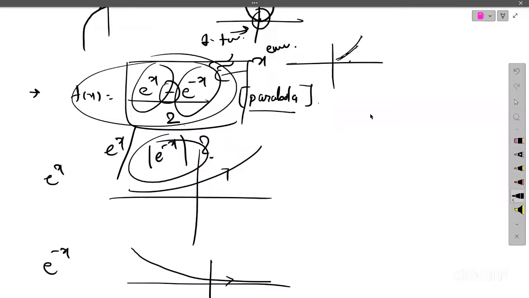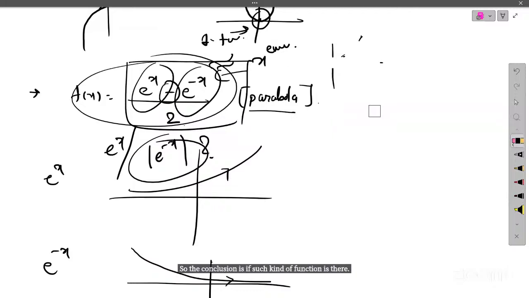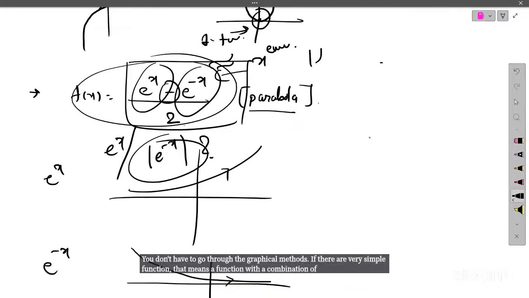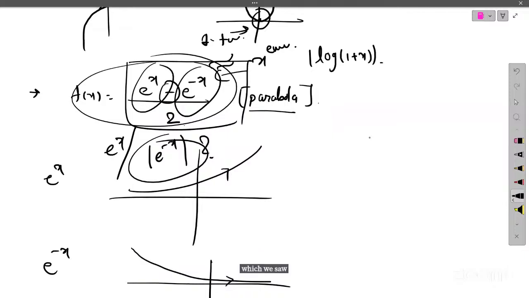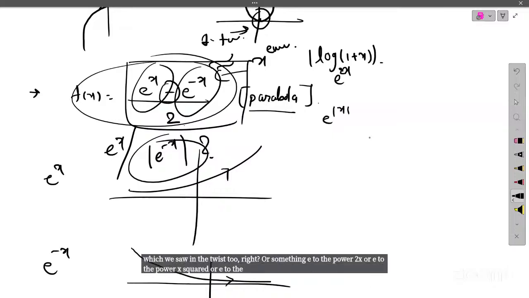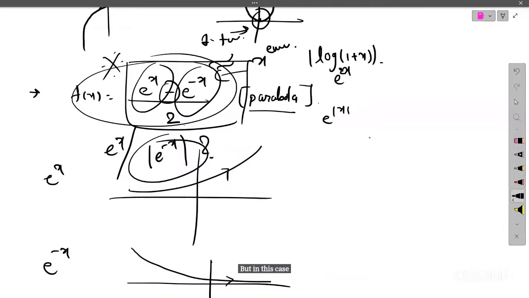So the conclusion is, if such kind of function is there, you don't have to go through the graphical method. If there is a very simple function, that means a function with a combination of mod, like modulus of log of 1 plus x, which we saw in the quiz too, or something like e to the power 2x, or e to the power x square, or e to the power modulus of x, if such kind of things happen, then you have to go via the graphical method. But in this case, don't go via the graphical method.